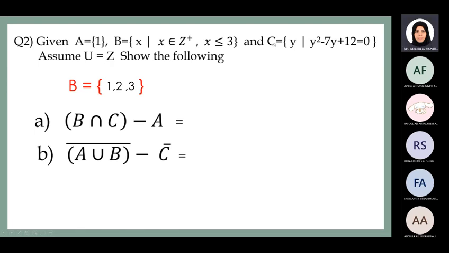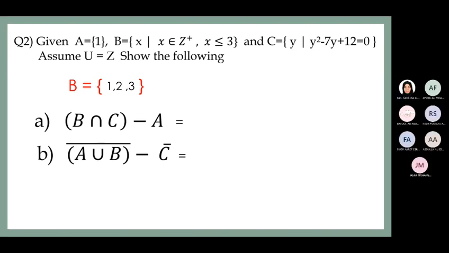Now look at the second set C. Can you solve the equation and find the values of y that make this equation 0? If you solve it, you will find these numbers are 3 and 4. You check here: do 3 and 4 belong to Z? Yes. So I will accept them and list them in my set. If I got a number like minus half, for example, this would not be accepted because it does not belong to Z. So whatever you solve here should belong to your domain, the universal set.